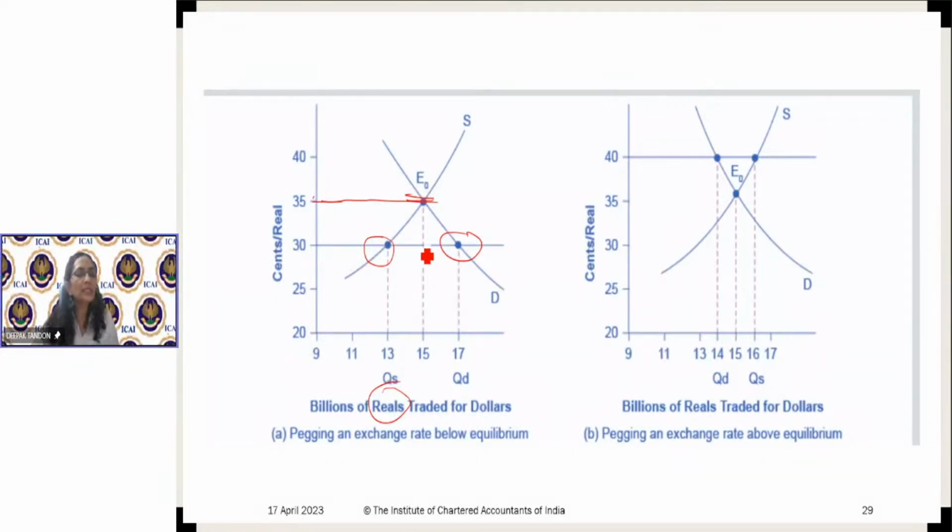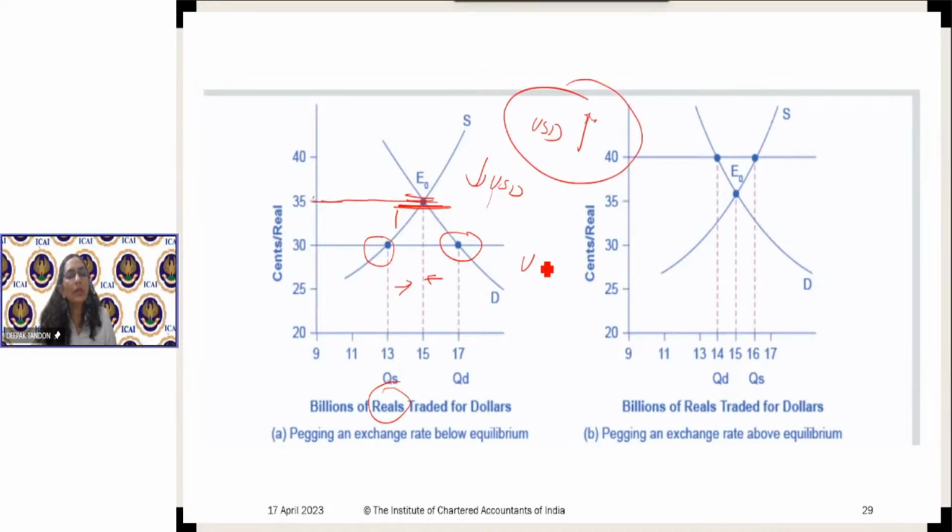Now to balance this, what has to be done? The federal bank has to go for injecting more dollars. More dollars means what is going to happen? The real will strengthen. The real strengthens means this demand will decrease and this supply will increase, and the economy will be back at this position. So the federal bank has to inject dollars or withdraw dollars. That is the rule, and for this, enough dollar reserves have to be maintained, and nothing else.